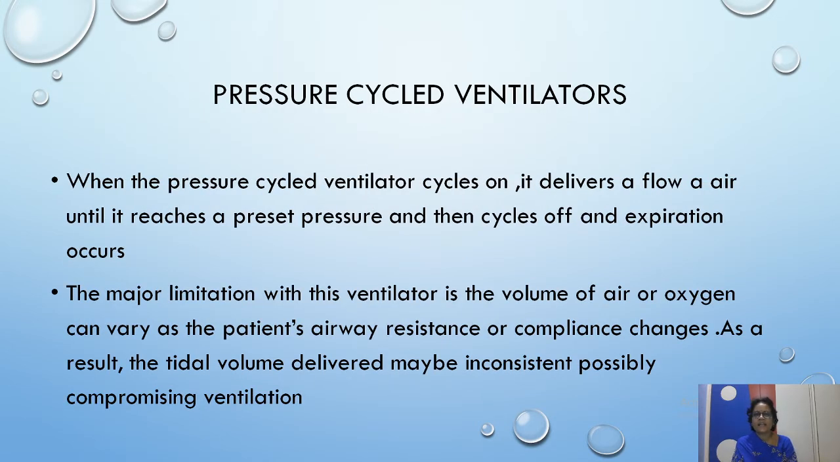Next is pressure cycle ventilators. When the pressure cycle ventilator cycles on, it delivers a flow of air until it reaches a preset pressure, and then cycles off and expiration occurs. Here, in volume cycle, volume is preset, but in the case of pressure cycle, the pressure is preset. So with the preset pressure, the ventilator gives the respirations.